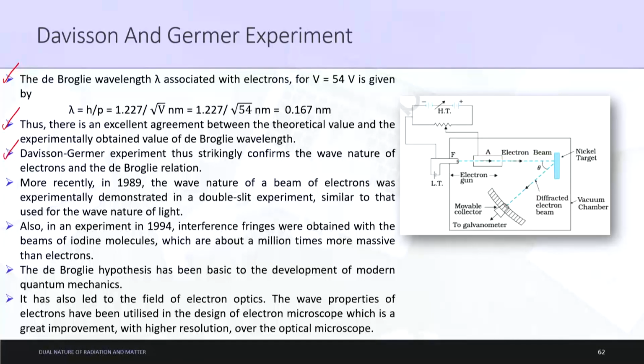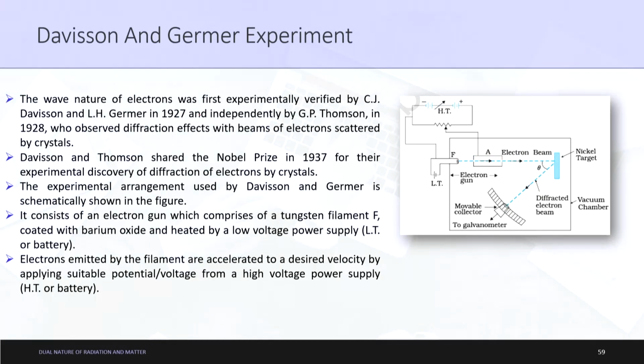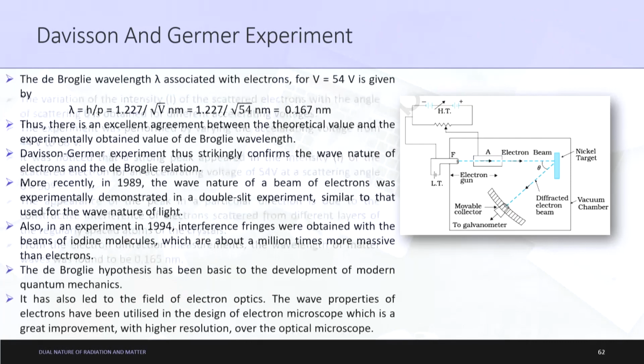Okay. Next is more recently, 1989. Now, as you can see, this complete experiment was already done in the era of 1927. After approximately 50 or 40 years, in 1989, the wave nature of a beam of electrons was experimentally demonstrated in a double slit experiment similar to that used for the wave nature of light. So basically this was Young's double slit experiment, which we already learned in the wave nature of light. Okay.